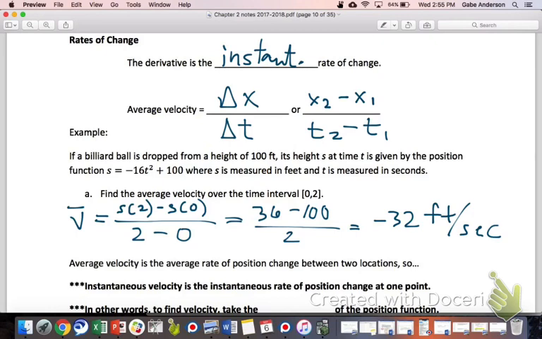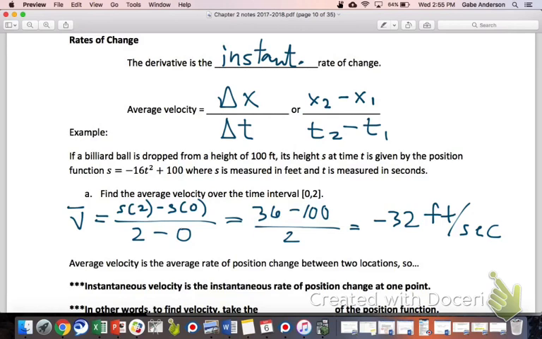I want to leave you with this thought. When somebody dropped the billiard ball, the instant they released it, how fast was it going? It was going 0, wasn't it? Right before it impacts the ground, it was certainly not going 0. Do you think it was going faster or slower than negative 32? It has to be going faster. If it started at 0 and averaged negative 32, it would have to be going a lot faster than negative 32 right before it hits the ground.